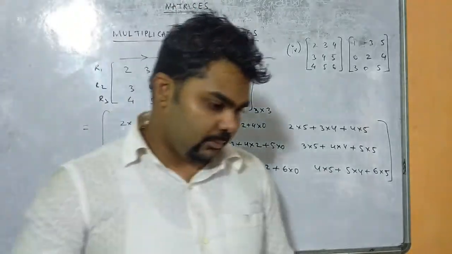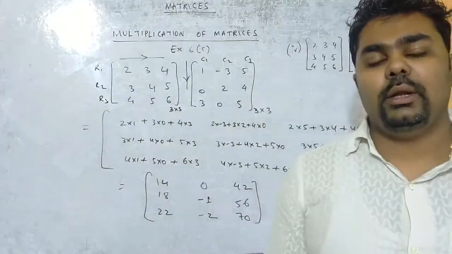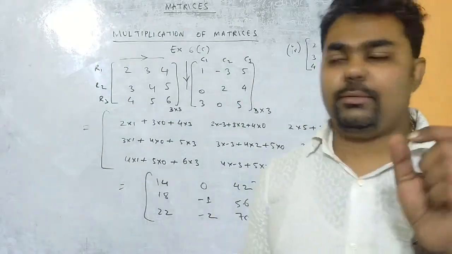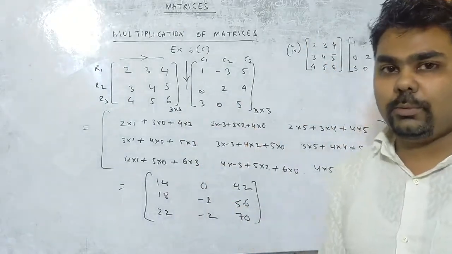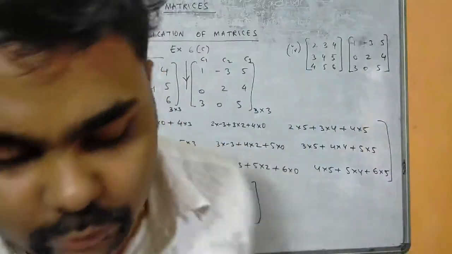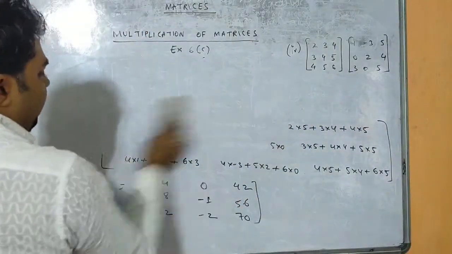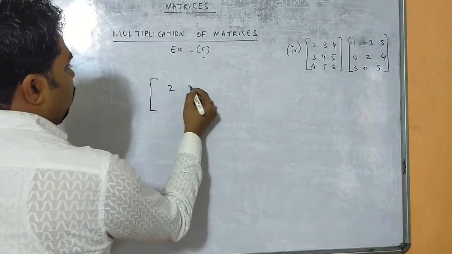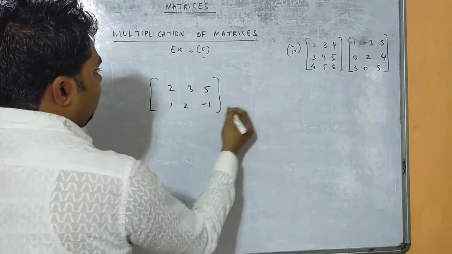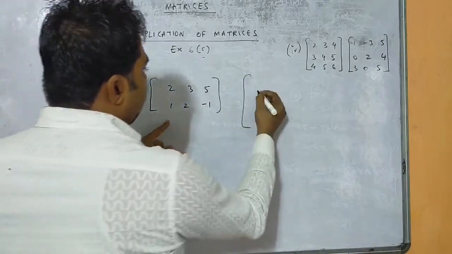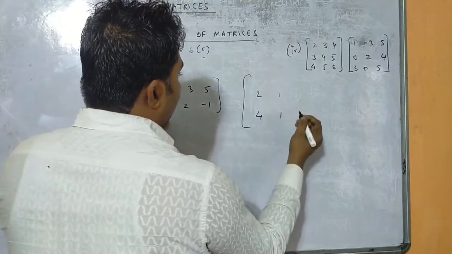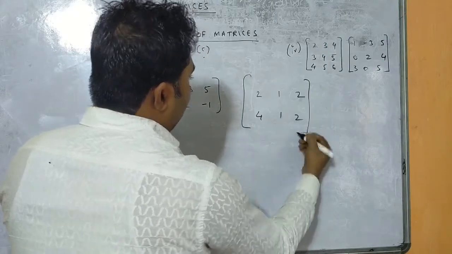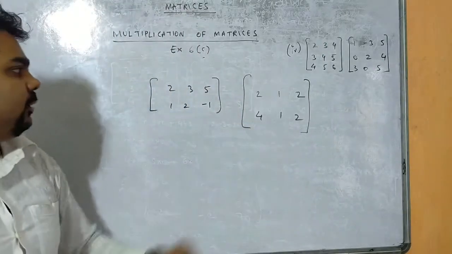Now matrix multiplication is possible only when column of first matrix is matching with the row of second matrix. That means if the orders are matching, then only multiplication is possible. If they are not matching, then multiplication is not possible, right? Like for example, we have one matrix here, 2 3 5 1 2 minus 1, and here 2 1 4 1 2 2, right? Now question is that, is this multiplication possible?